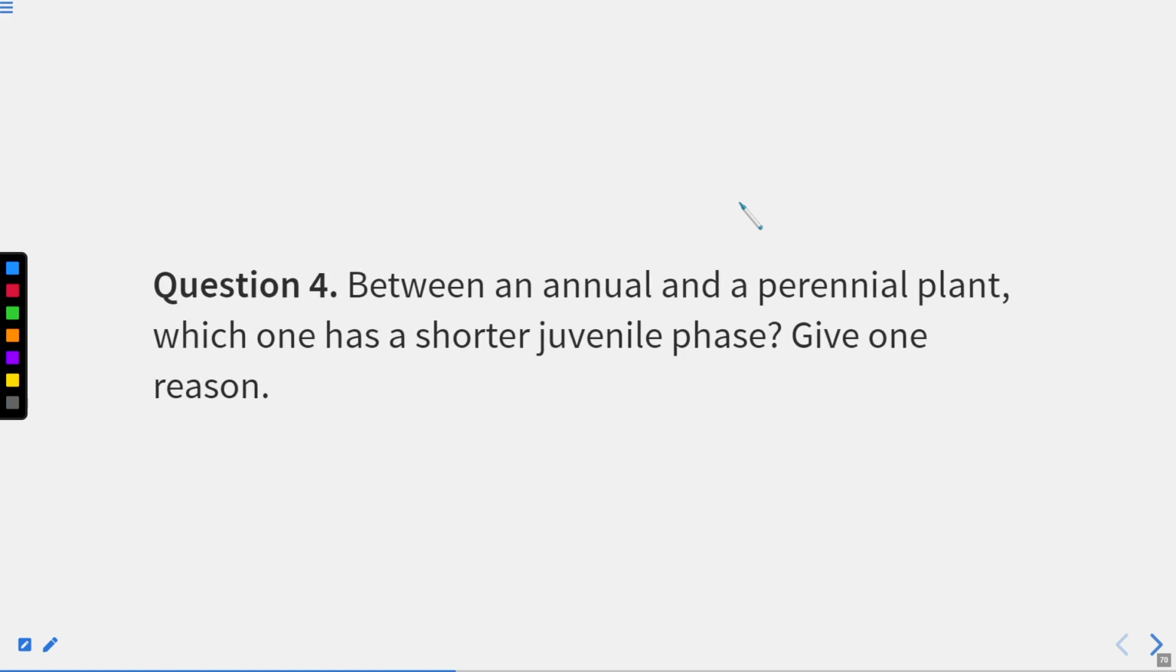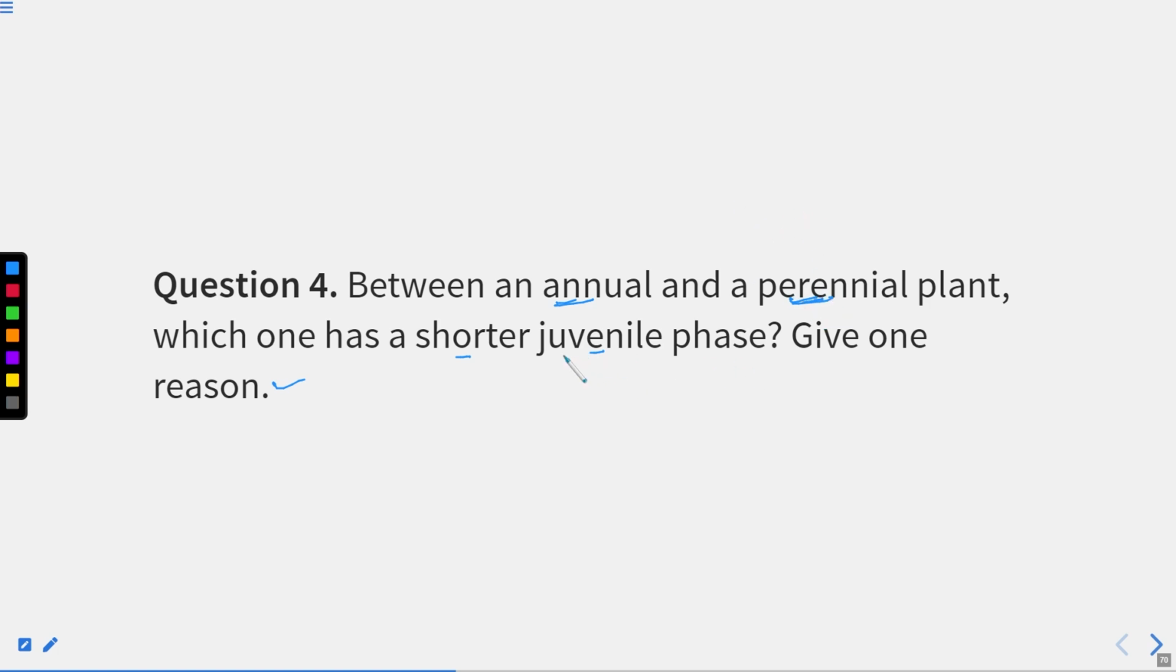Now, let's talk about the fourth question. Between an annual and a perennial plant, which one has a shorter juvenile phase? And you have to give a reason. You already know what annual and perennial plants are. Annual plants complete their life cycle in 1 year. Perennial plants complete their life cycle in many years.